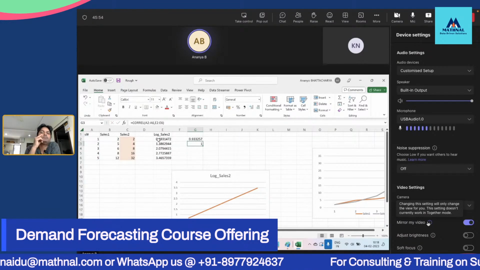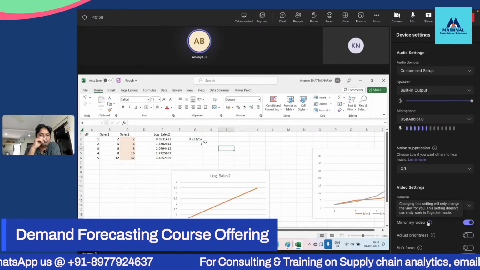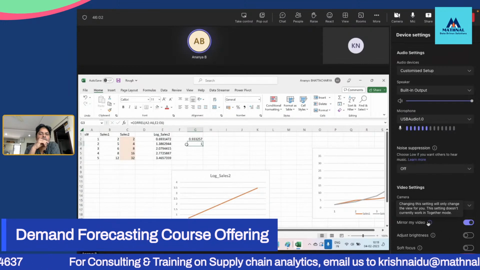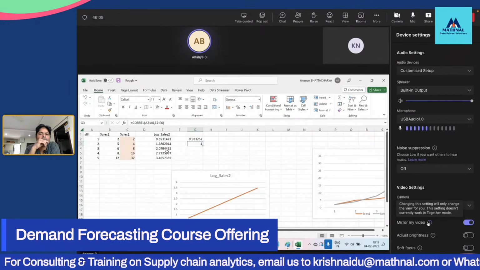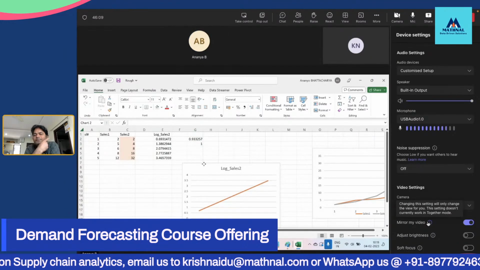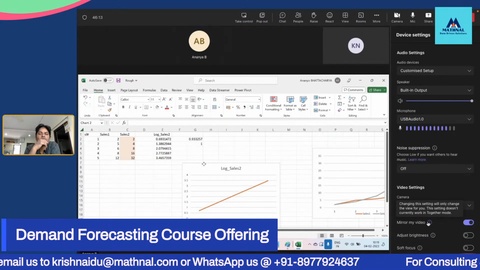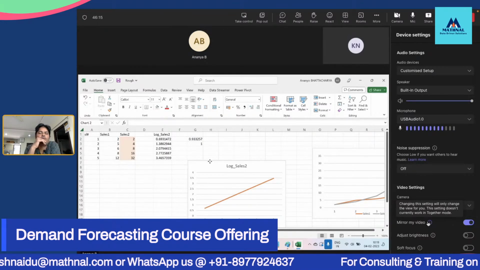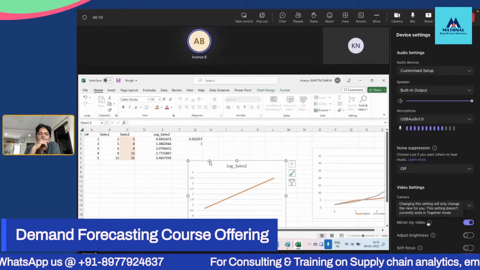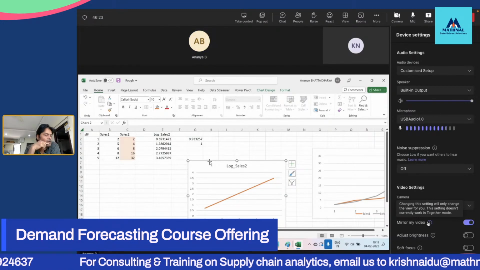Okay, so it's a perfect correlation. The range is A2 to A6, A2 to C6. There's nothing wrong in the formula, but here I'm seeing a perfect correlation. Yeah, straight line, right? It's at 45 degrees. Yes. So if you have a slope at an angle of 45 degrees, the correlation will be 100%, one.